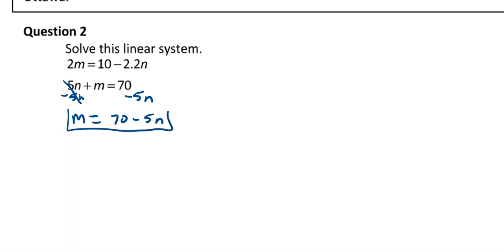So, all right, so there's one of our equations, and there's the other. So let's write that one out again. So this was 2m is equal to 10 minus 2.2n.